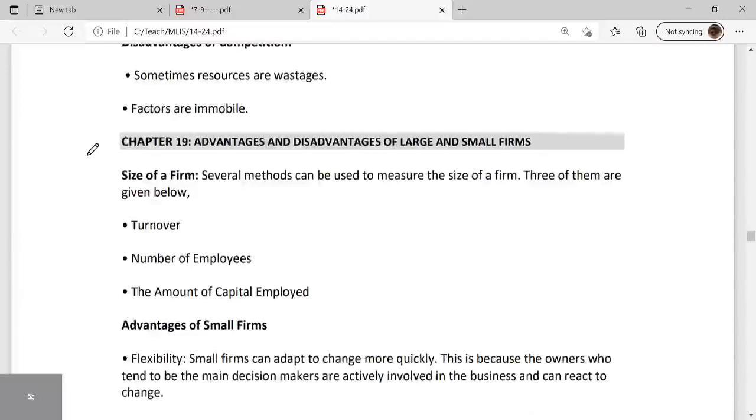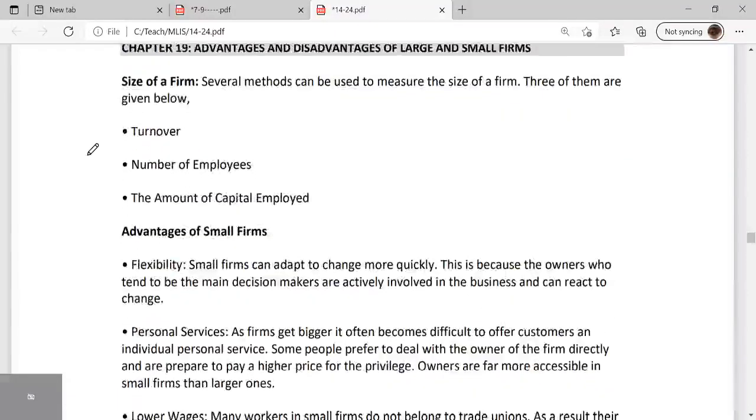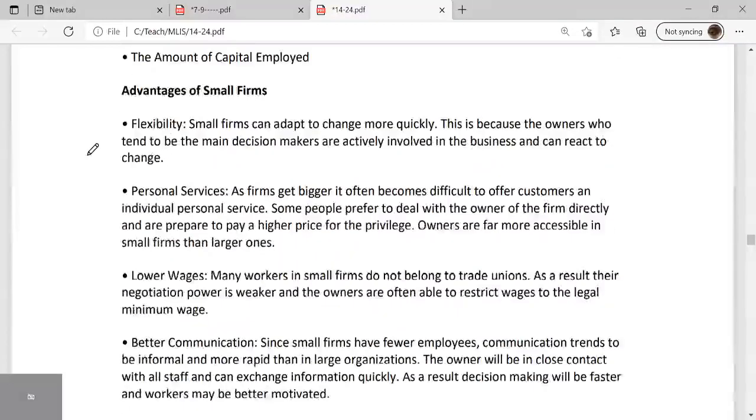Let's move to the next chapter: advantages and disadvantages of small firms. Whether a firm is small or large, you can judge based on turnover, that means sales or revenue, then the number of employees or capital employed. So what are the advantages of small firms? Advantages of small firms include flexibility. That means small firms are very flexible. They can quickly take decisions and implement them. This is only possible for small firms. It's difficult for a large firm to quickly change something.